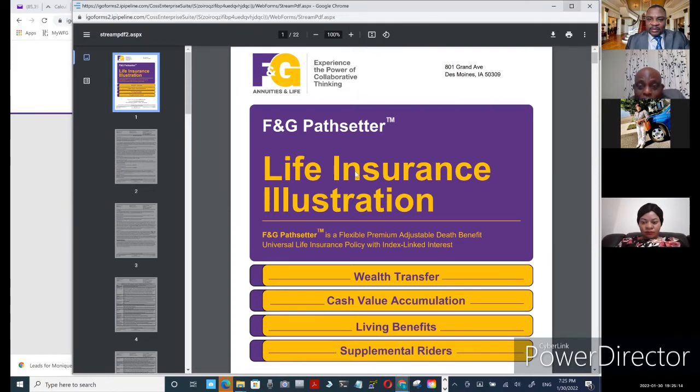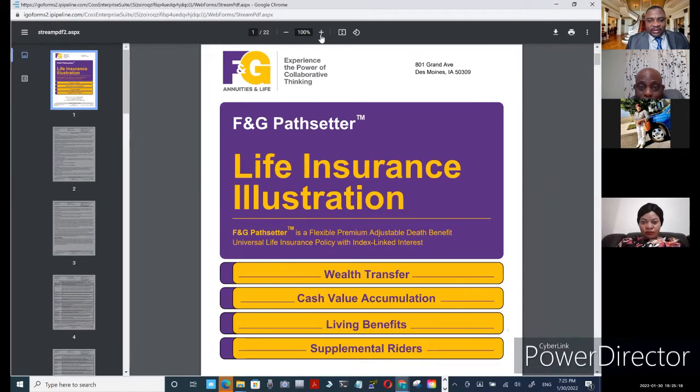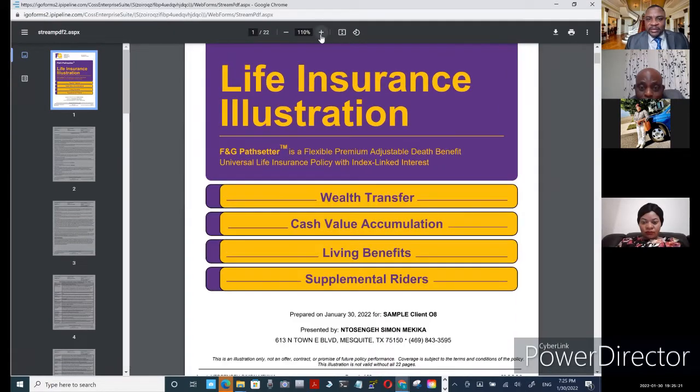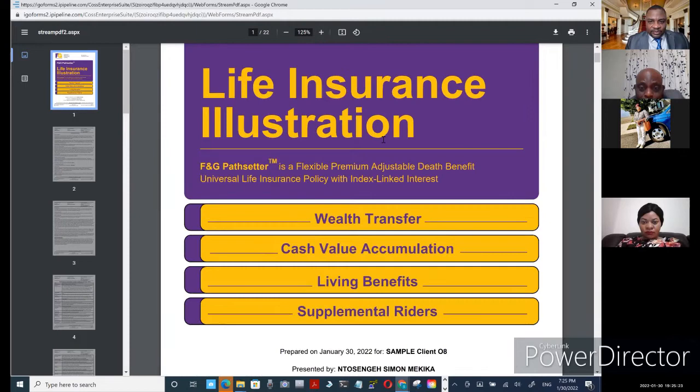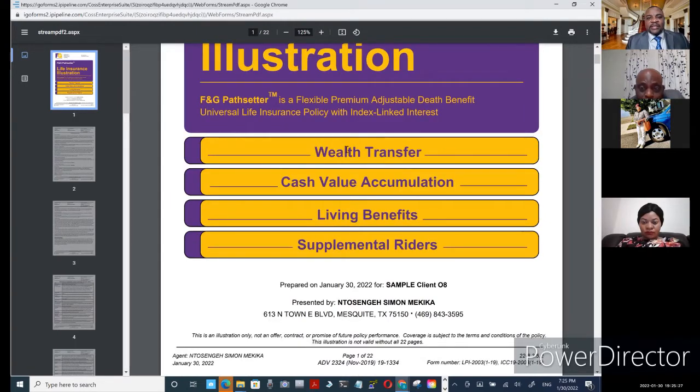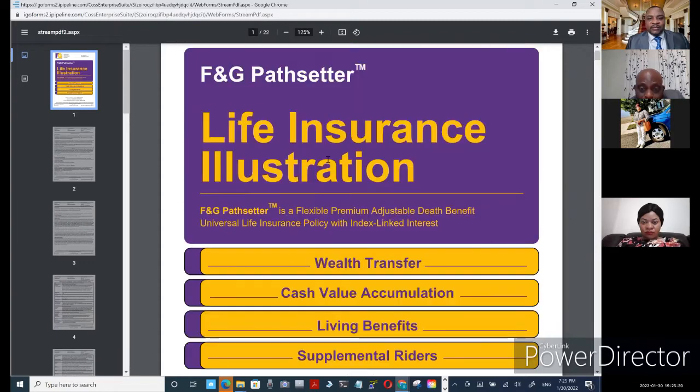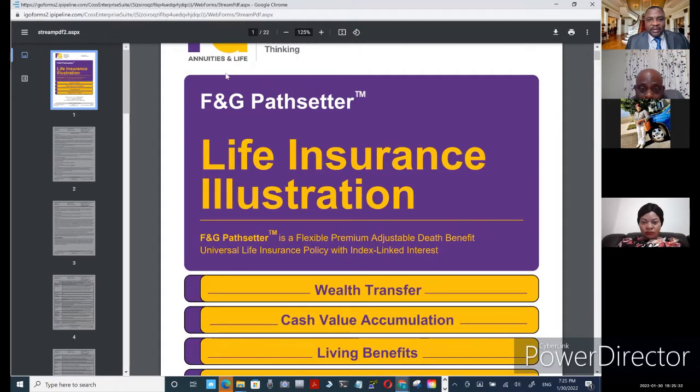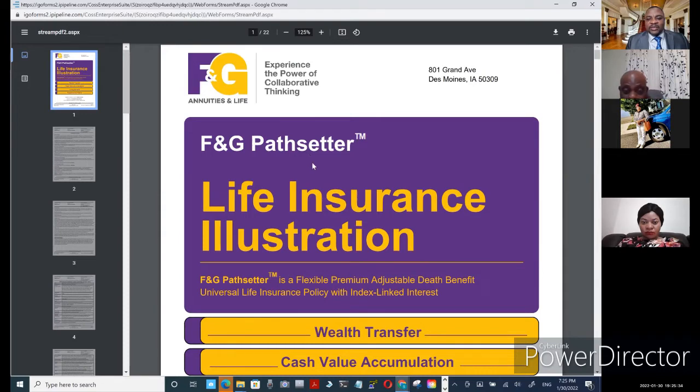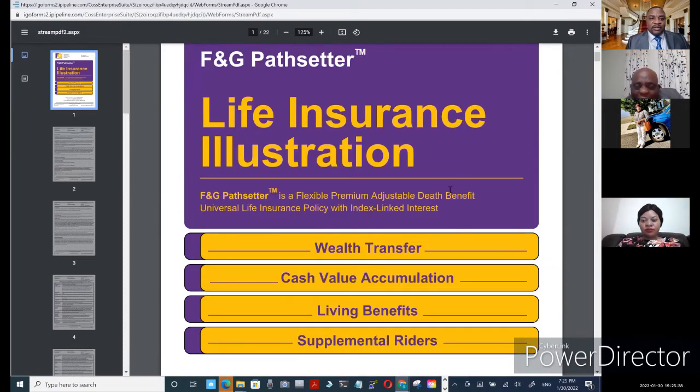Pay attention to this policy. So now we've got the policy for our sample client 08, and we are ready to review this policy with her. All right, this is an index universal life illustration, which I said is the F&G PassSetter, which is a very awesome tool when it comes to accumulating money for your retirement or just accumulating money to use in the future for whatever you want. You want to use it to do business or whatever. This is a very perfect tool.